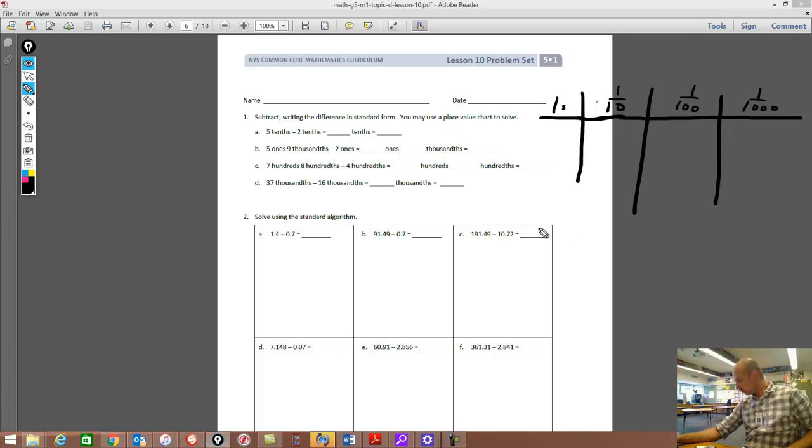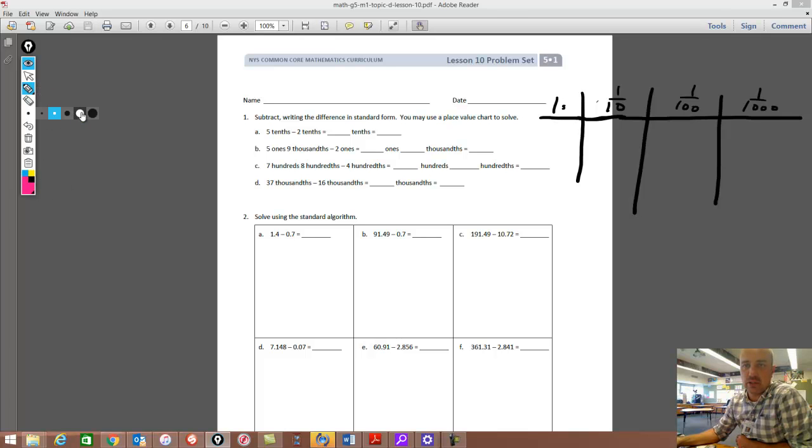So we're going to take a look at maybe a handful of these, and then you should be on your way. But I want to get to some of the basics. When we're subtracting, we are taking away. We start with a quantity, and we're taking something away from that. In A, we have 5 tenths, and so I need to visualize that.